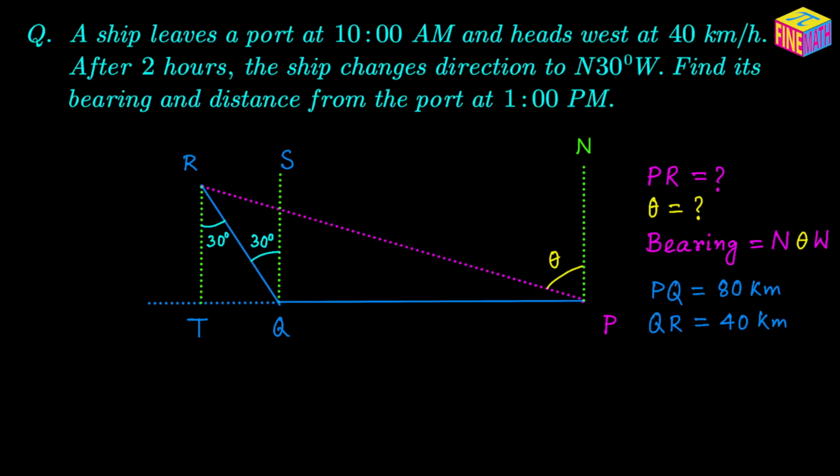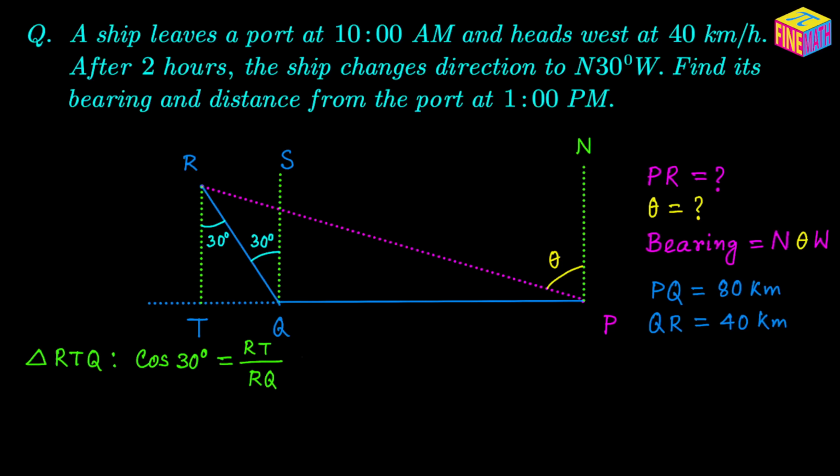So if you look at the right triangle RTP, in that right triangle we know PQ, but we don't know QT or RT. However, we know QR. So because we know QR and also we know one angle there for the right triangle RTQ, we can easily calculate the length of RT and TQ. So let's quickly calculate the length RT and TQ.